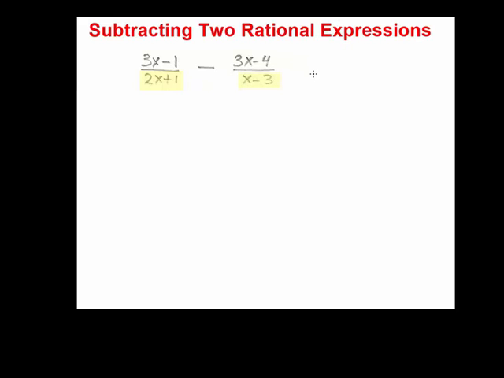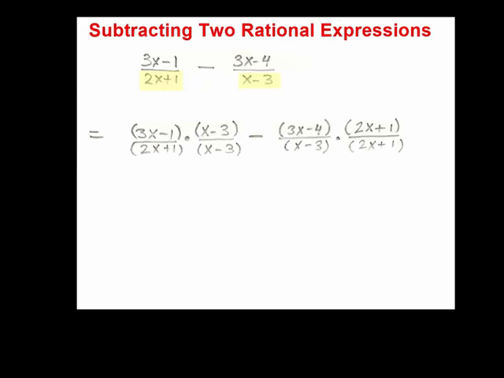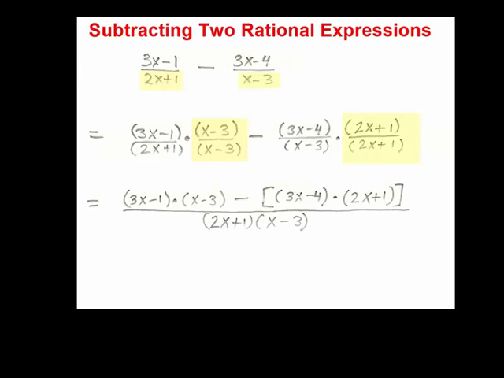So we have to multiply each fraction by a special form of 1 so that we end up with that common denominator. We multiply the first fraction by (x - 3)/(x - 3). We multiply the second fraction by (2x + 1)/(2x + 1). Then we can combine the two fractions into one big fraction, where we have the product (3x - 1)(x - 3) minus the product (3x - 4)(2x + 1) in the numerator.